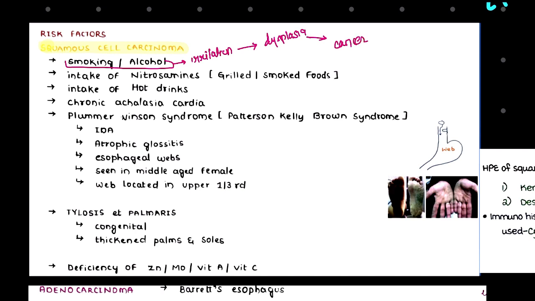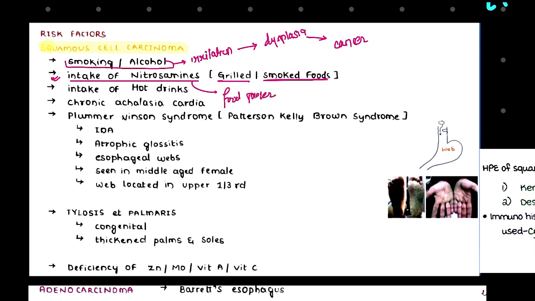So this is easy. Now another important risk factor, which is a high yield one, is intake of nitrosamine. Now what are these nitrosamines? These are the chemicals that are used to produce smoked food or grilled food. Okay, now these nitrosamines are also used as food preservatives.